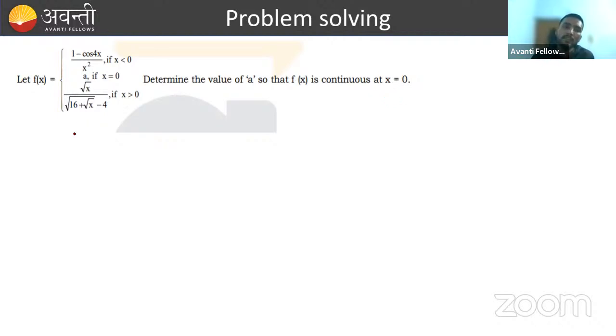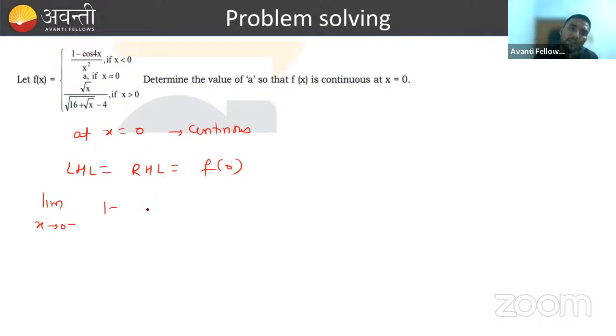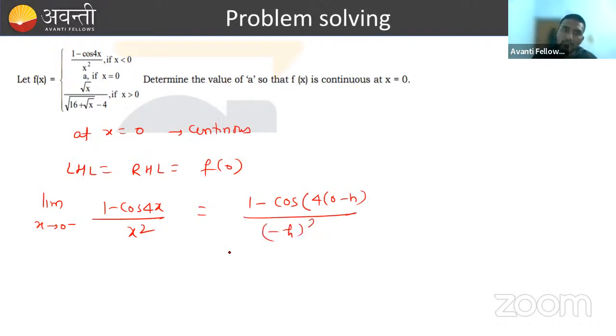So you know that for any function to be continuous, what is the condition? Left hand limit is equal to right hand limit is equal to f of 0. Right, so you can find the left hand limit: limit x tending to 0 minus, this is 1 minus cos 4x divided by x square. So if I put 0 minus h, we get cos of 4 into 0 minus h divided by 0 minus h whole square. So we are getting 1 minus cos 4h divided by h square.